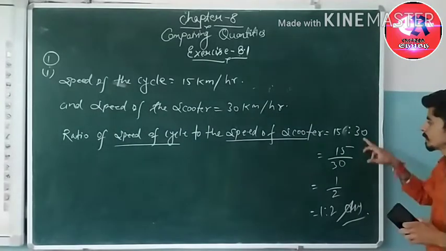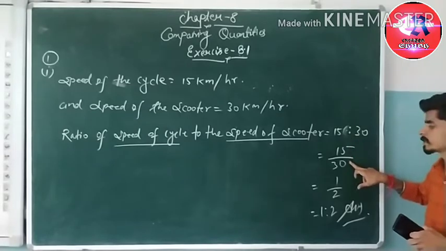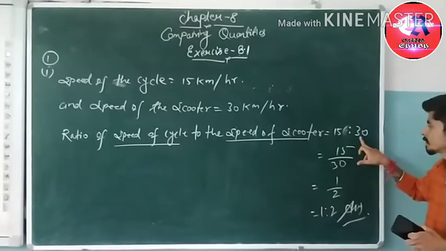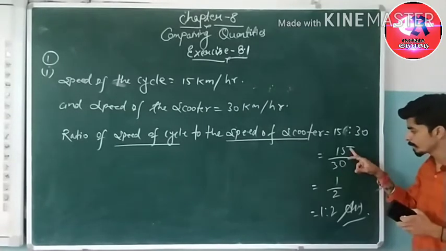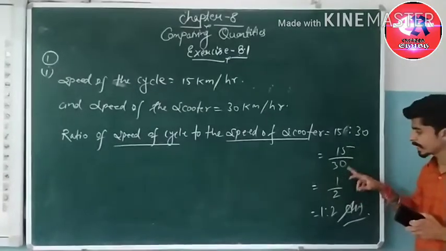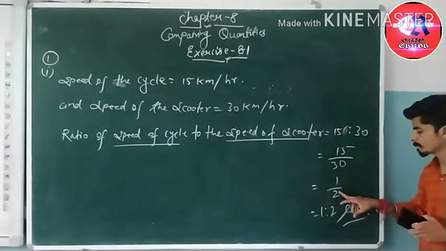Now as we know, we can write the numbers which are in a ratio in fractional form. So 15 will become the numerator and 30 the denominator. Now 15 divides itself 1 time, and 30 divides 2 times. Now we get 1 by 2.